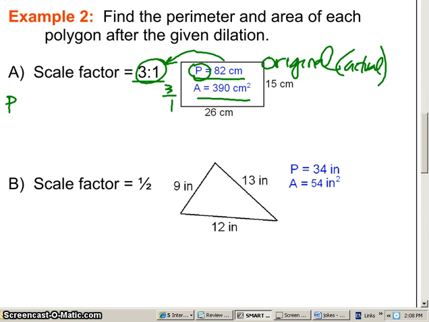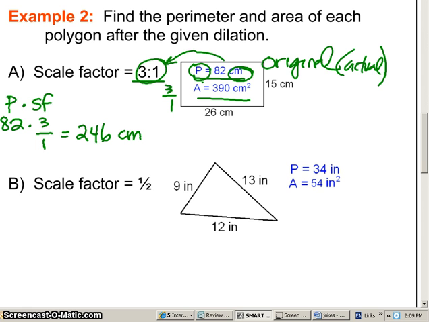To get our new perimeter, you take your original perimeter, which here is P, and you multiply it by your scale factor, and I'm going to just abbreviate SF. You take your original perimeter, which is 82, and multiply it by your scale factor. Our scale factor again is 3:1. This will give you the new perimeter to your new shape. So 82 times 3, you're going to get 246, and the units should stay the same. These are in centimeters, and so these will also be in centimeters.